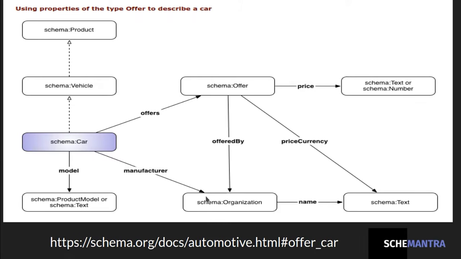As you can see, the car schema is a more specific type of product. The product is a general type, and the car comes out of it.